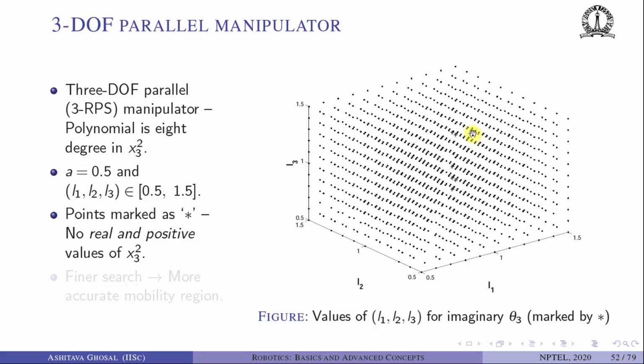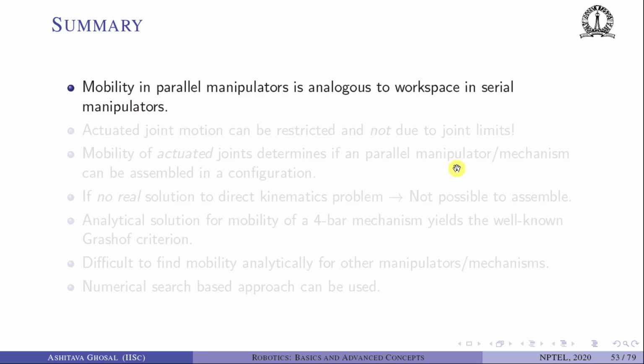So it turns out that there are a few points where there are no real values of tan theta3 by 2. Remember, this is a numerical technique because we cannot obtain analytical conditions for when the 8th degree polynomial gives real values. Like any numerical search, if you refine the region and take smaller and smaller steps, the mobility region may look different. Nevertheless, this is the way to determine the mobility of this 3 RPS manipulator.